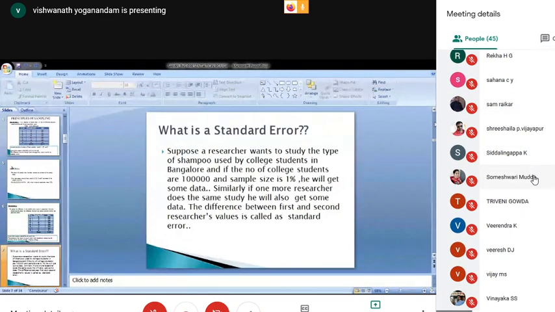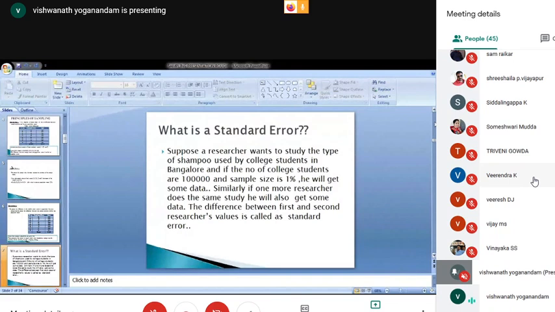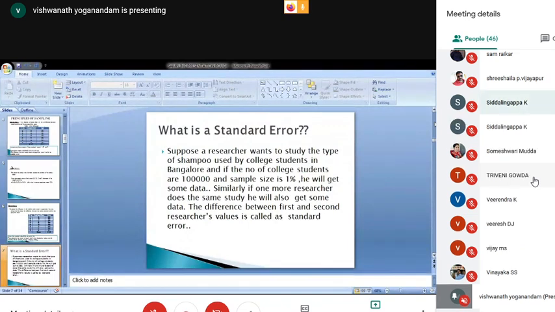Assume that similar research is done by another person. He will be selecting another sample, say the same 1%. If one more person is doing it, he will also collect some sample. The difference between these researchers who are doing independent research is called standard error. This also should be clear.